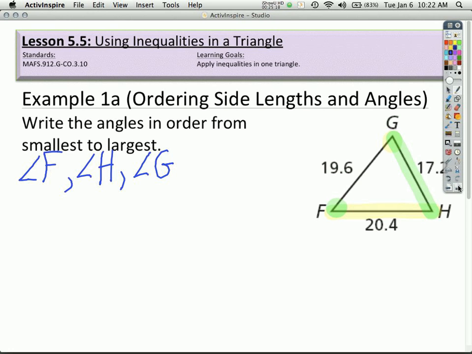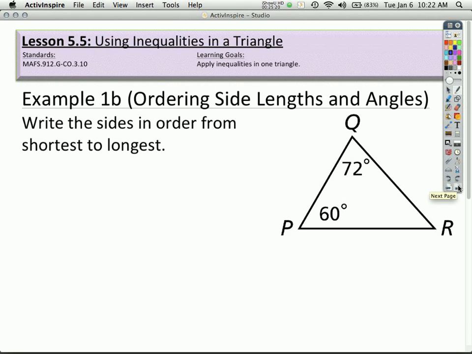So let's look at the converse. Write the sides in order from shortest to longest. And again, a sketch of this triangle is fine. Don't take out the ruler and draw a perfect picture, but don't make a mess either.